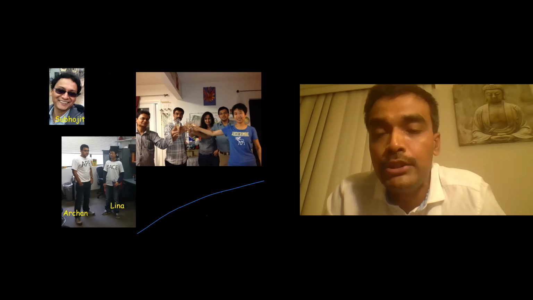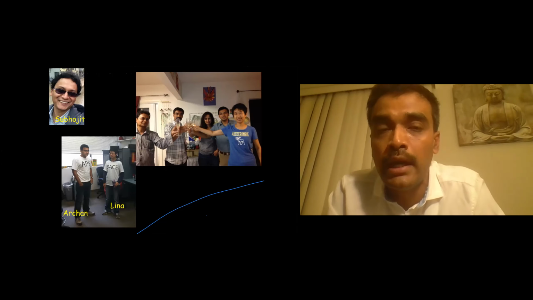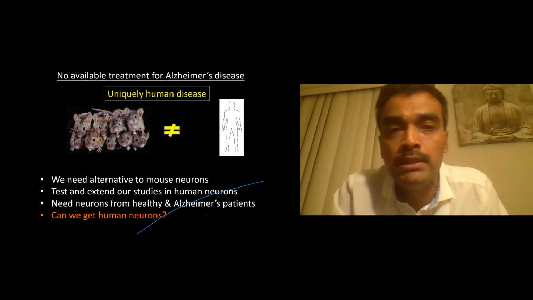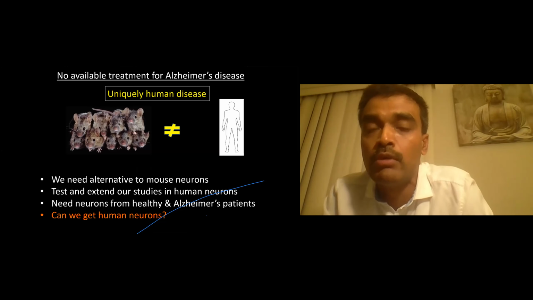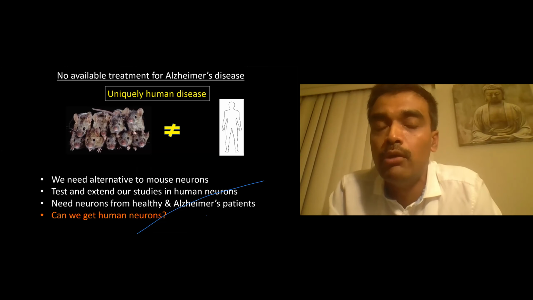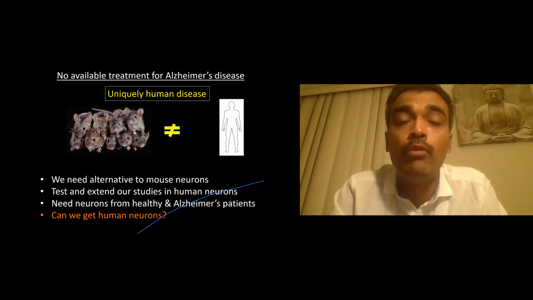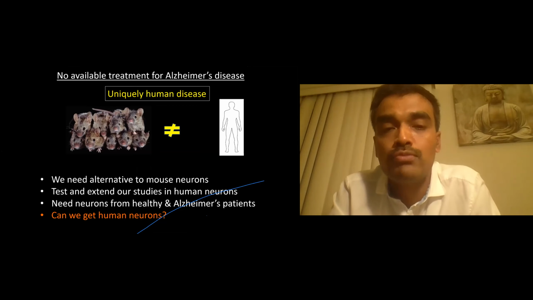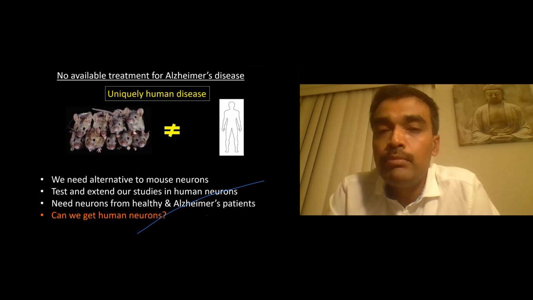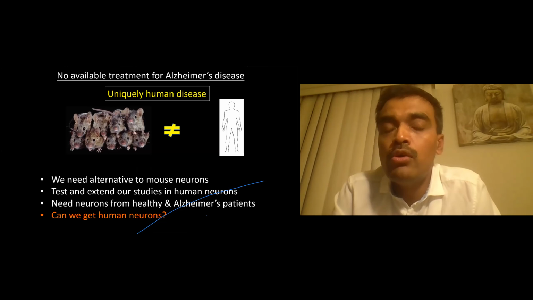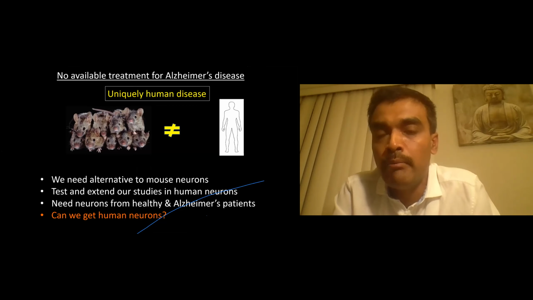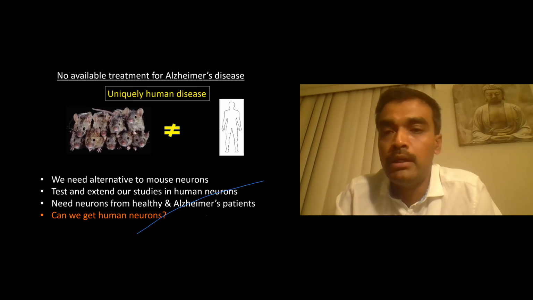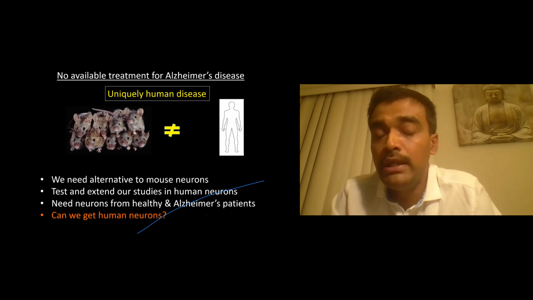The question we generated then: if everything is known, all the mechanism, why can't we stop Alzheimer's? Why is there no available treatment? The one main reason is that the model system we are using so far is mouse brain, mouse neuron. And we are not mouse, right? Humans are not big mouse. So at the end of the day, we need to repeat all this experiment and extend it in human neuron. But the problem is, can we get human neurons?